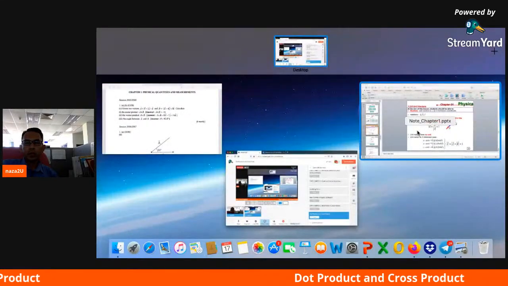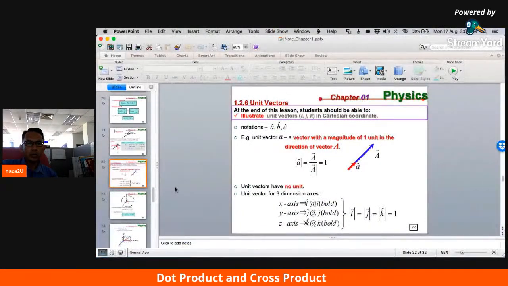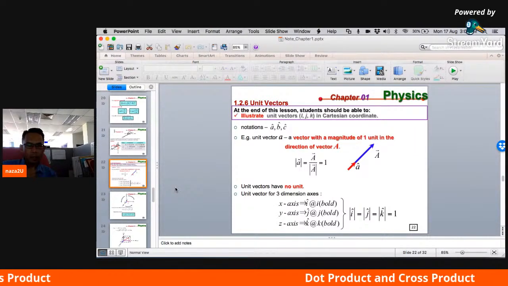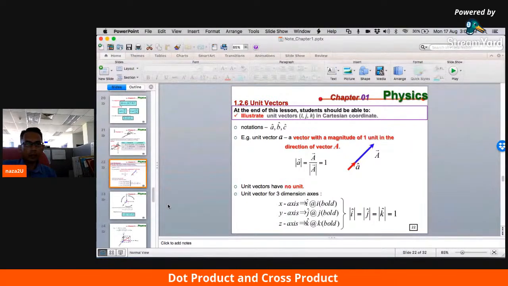So jadi untuk 1 jam ini kita akan tengok sambungan chapter 1 ya. Chapter 1 unit vector.